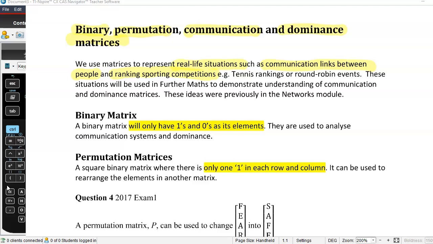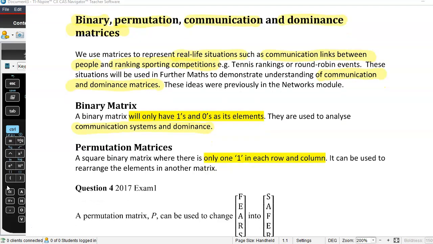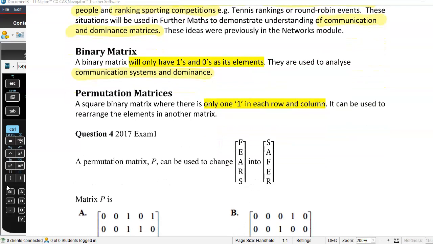In further maths, we want to demonstrate understanding of communication and dominance matrices. Prior to 2016, with our new study design, this was in our networks module. Let's start talking about the binary matrix. The binary matrix is a matrix that will only have ones and zeros as its elements, no other numbers. We use these to analyze communication systems and dominance, so we're going to be using those a lot now. They only have ones and zeros.